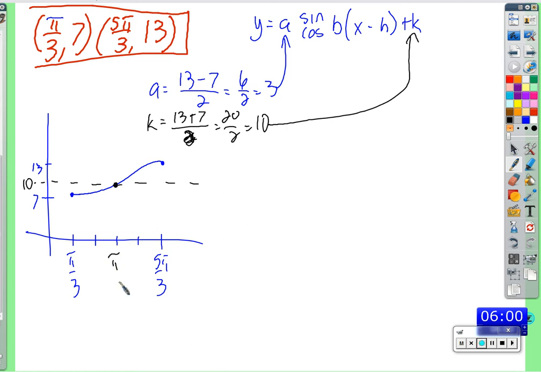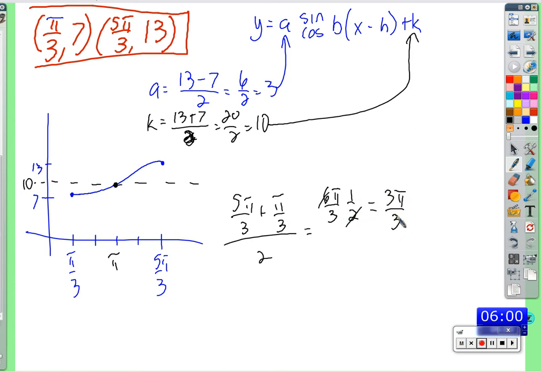Maybe we're not sure. I can't remember what's right in the middle of those two, so just like we found the midline, I want to find the average between these two. So take 5 pi over 3 plus pi over 3, that's 6 pi over 3, times 1 half. So that's 3 pi over 3, or pi. So we've chosen to use the sine, which is what Dakota wanted to do, so that makes sense. So we've got A, we're using the sine, we've got the horizontal shift, we've got the vertical shift.